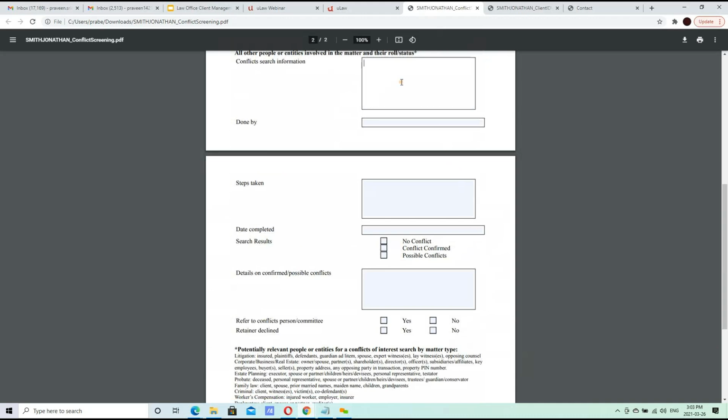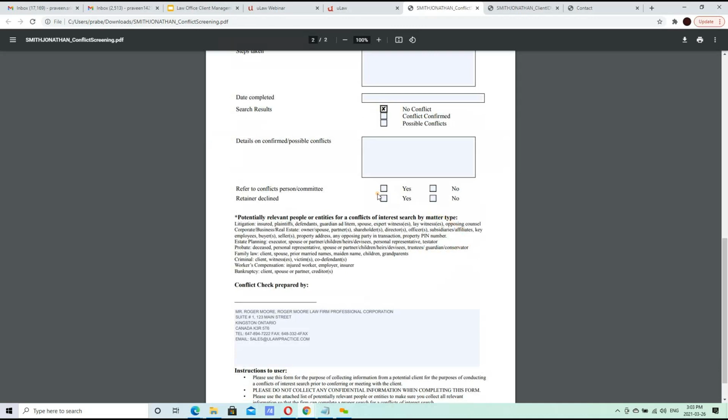What was the conflict search information? If there are conflicts, what steps have you taken? Right? Then you say whether it's possible conflict, conflict confirmed, or no conflicts. This is actually a Law Society template. We didn't create this. This is available to you in your bookkeeping guidelines of the Law Society across provinces in Canada.